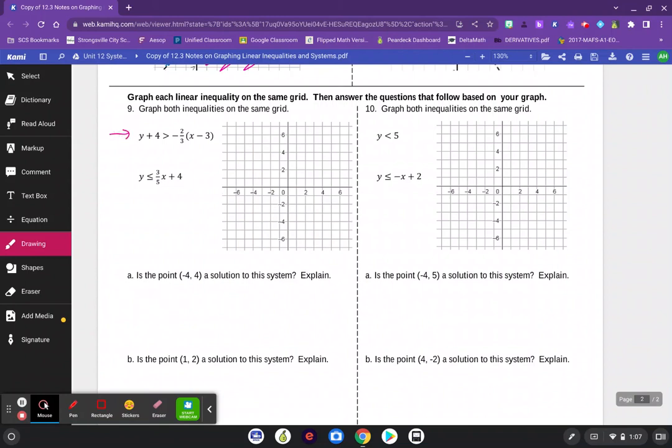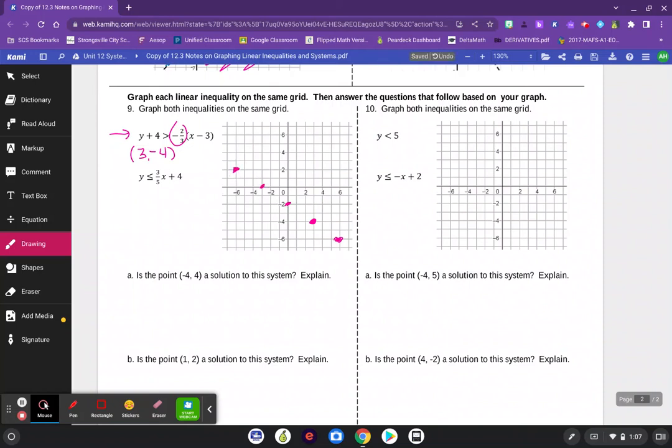This is in point slope form, and so this is the point (3, -4) with a slope of -2/3. So (3, -4) puts me right here. A negative slope means that my line is decreasing. I could go down 2 to the right 3, or I could go up 2 to the left 3. And again, just like before, you want to extend your line across the grid.